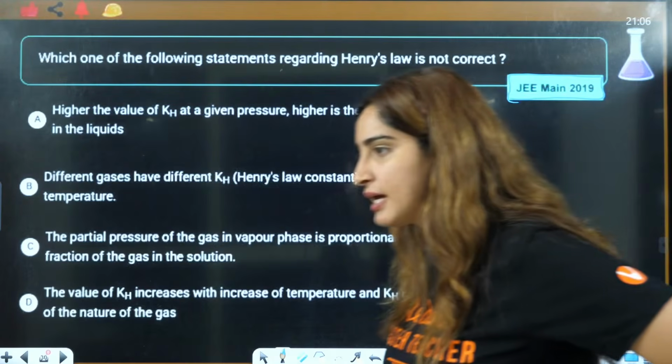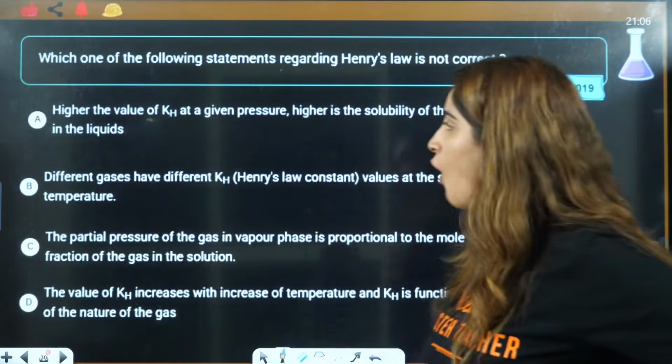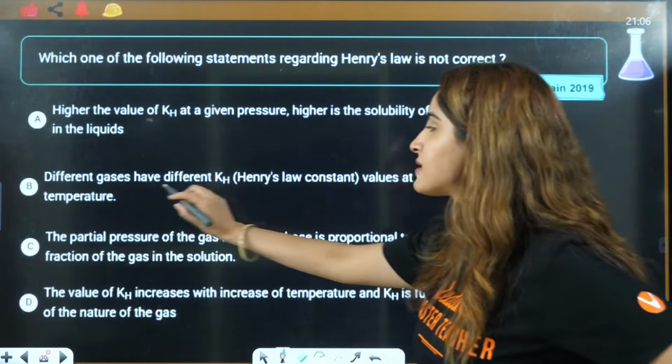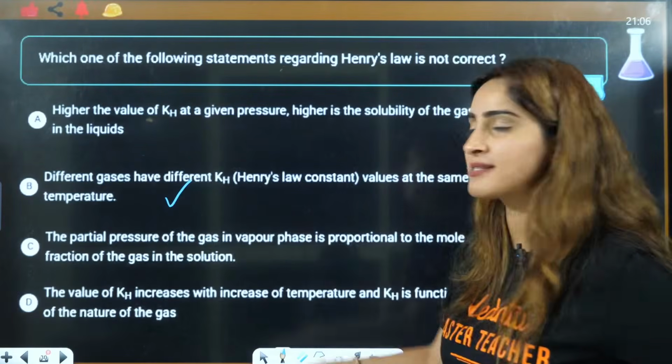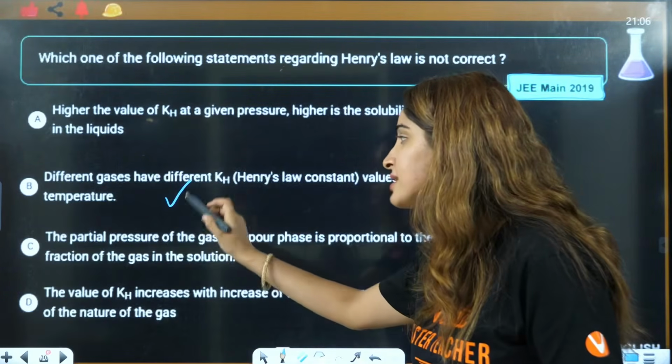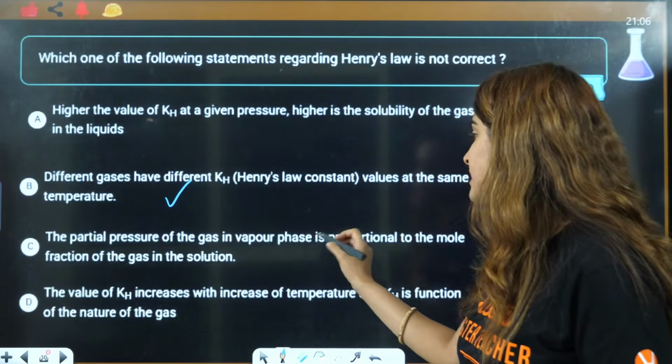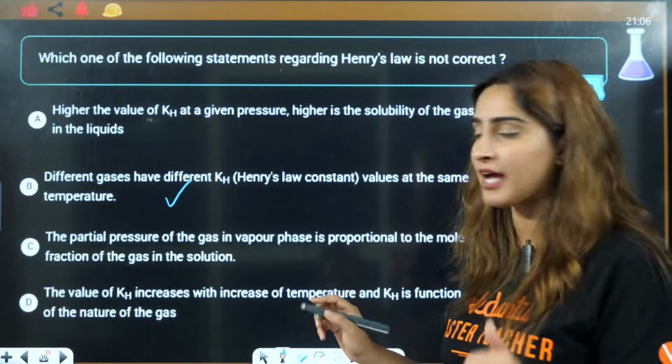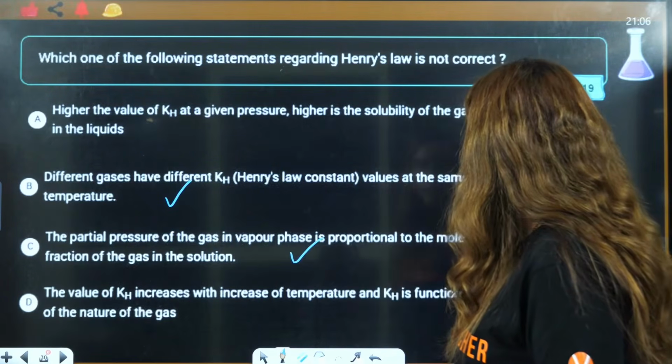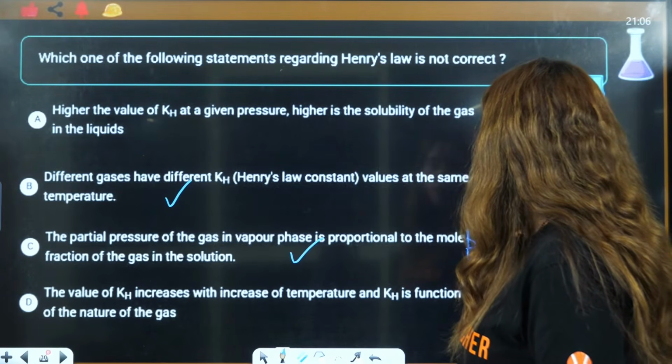Let us see. Okay, great. So this is definitely correct: different gases have different KH values. Then, the partial pressure of the gas in vapor phase is proportional to mole fraction. This also we have seen, that partial pressure is proportional to mole fraction.